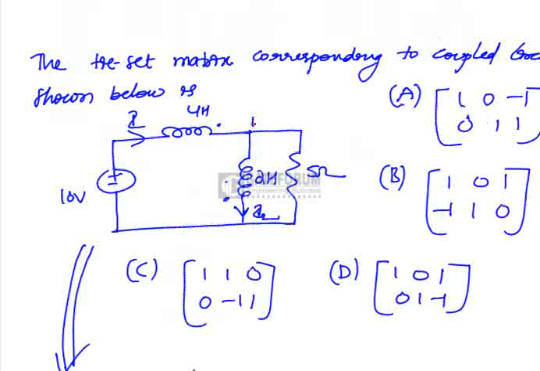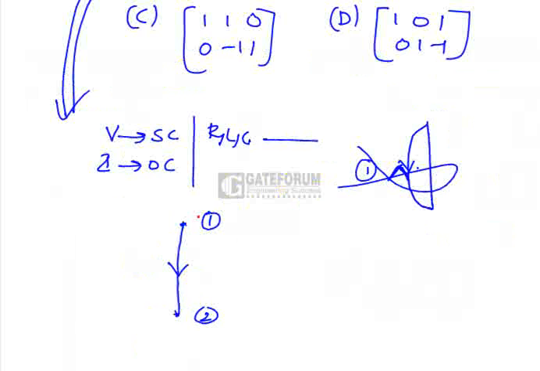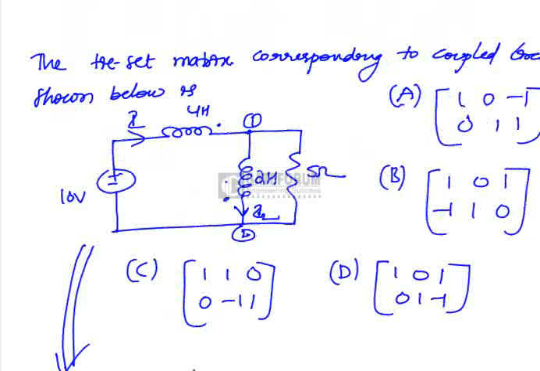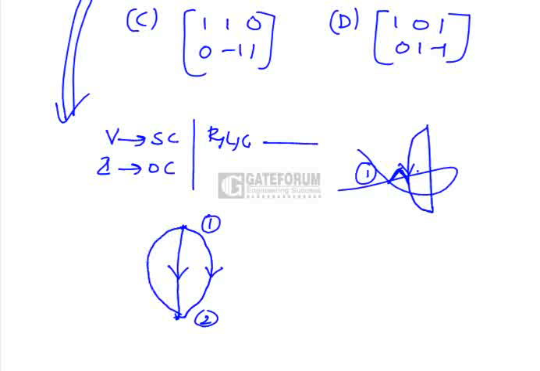This is node 1 here and this one is node 2. Now between node 1 and 2 there is one resistor connected in parallel, and the direction of current is downward. Similarly, one more branch is there between node 1 and 2, that is this one, a voltage source connected in series with an inductance. So I am representing it like this. The current flowing through this one is upward.